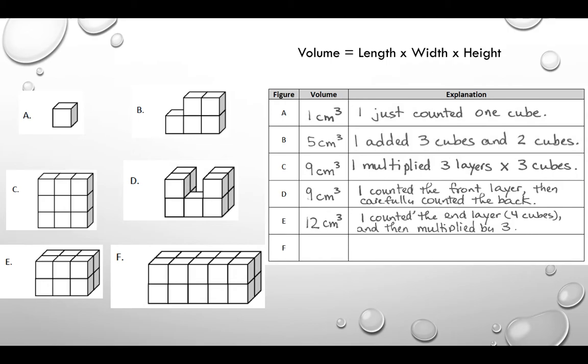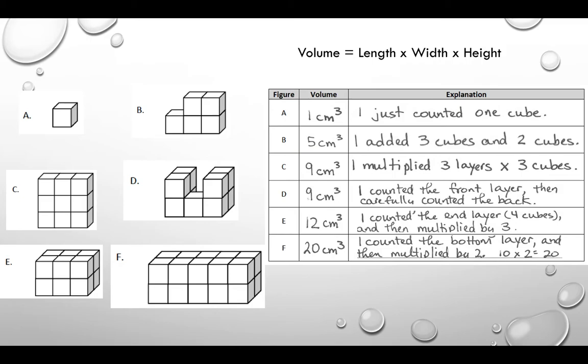Now for F, the same thing. We can use our volume formula and find our length, which is 5, our width, which is 2, and our height, which is 2, and multiply them. 5 times 2 is 10. 10 times 2 is 20. Now you can also see that each layer has 4 cubes in it, and if there are 5 layers, 4 times 5 would get you that same volume of 20. We can also count the bottom layer, which is going to be 10. And if we have 2 layers of 10, 10 times 2 is 20.